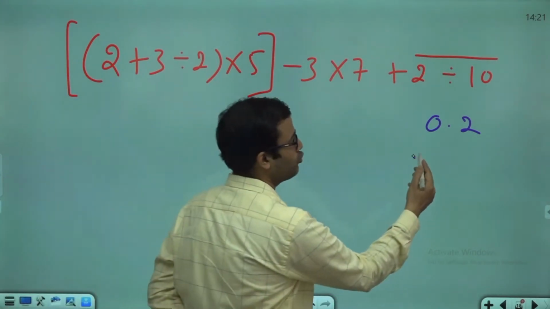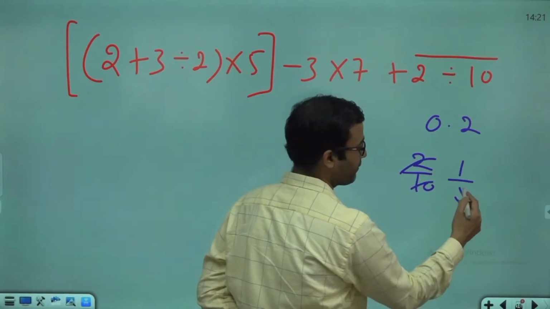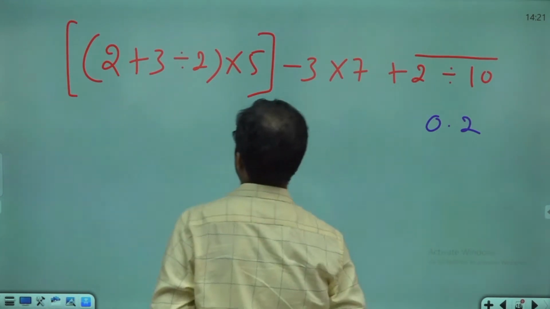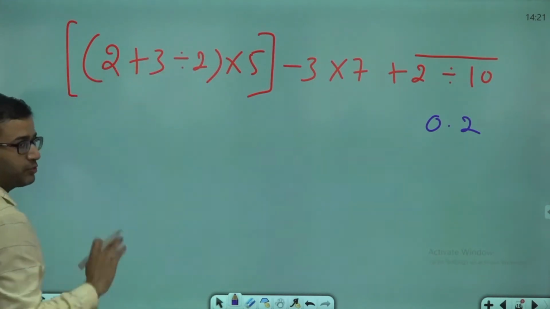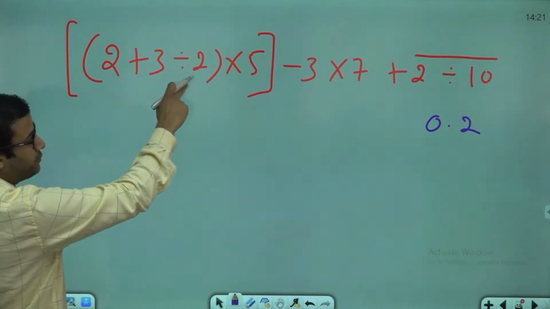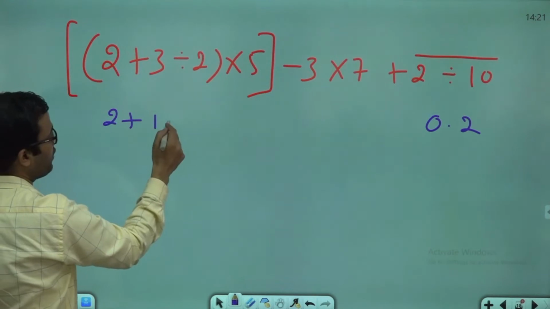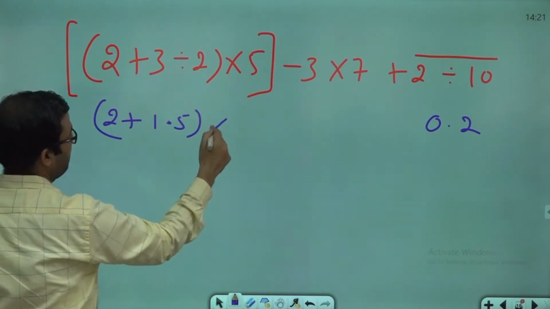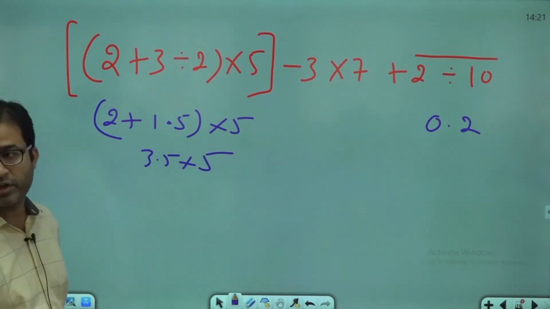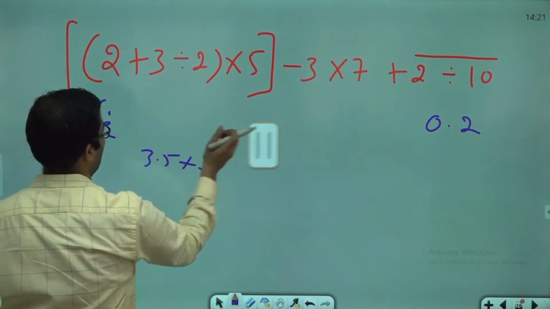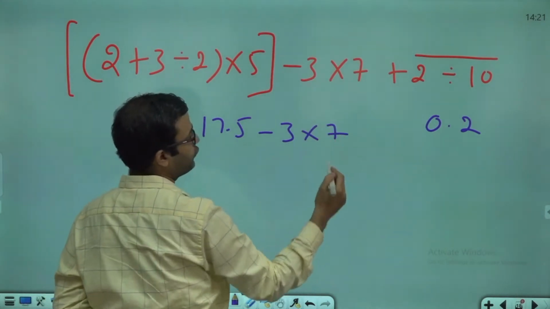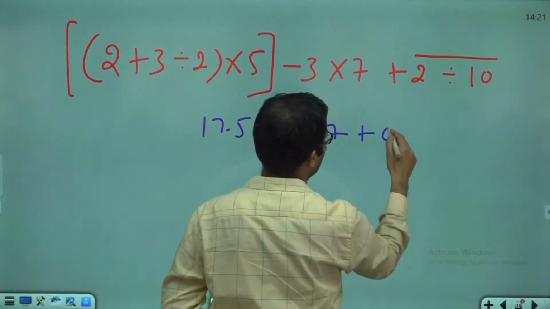2/10, it is 2 divided by 10, means 1/5, so 1/5 is 0.2. Next we come to this bracket, we have to open the small bracket first. In the small bracket, we have to see this part. So 2 plus 1.5 multiplied with 5. So it is 3.5 multiplied with 5. What is 3.5 multiplied by 5? 17.5. So this entire bracket is giving you 17.5 minus 3 into 7 plus 0.2.